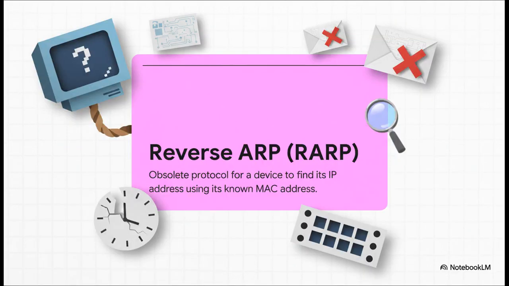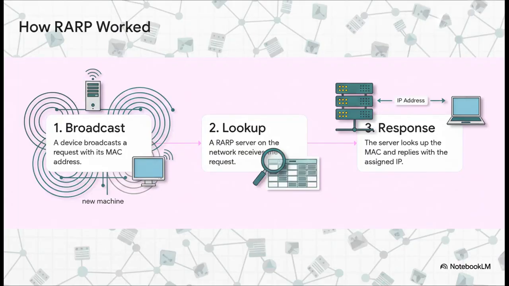Well, the original answer was a protocol called Reverse ARP, or RARP. And you'll notice I said was. It is totally obsolete today, but trust me, understanding RARP is crucial because it shows us how we got to the modern networks we use now. Its one and only job was to answer a machine's first question. Who am I? The process itself was actually really straightforward.